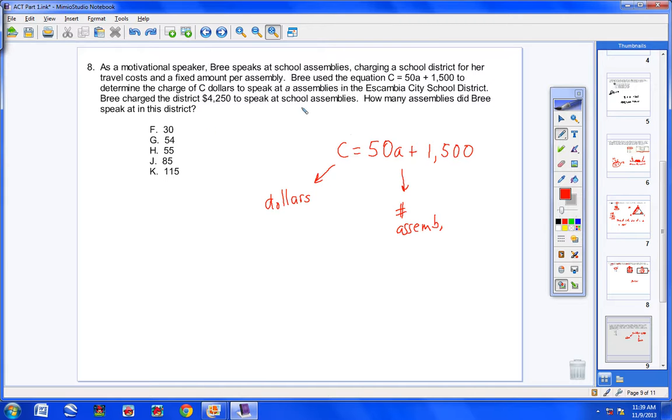Now that we've broken this down, let's see what they're looking for up here. Bree charged the district $4,250 to speak at school assemblies. That was her total dollars. How many assemblies did Bree speak at?